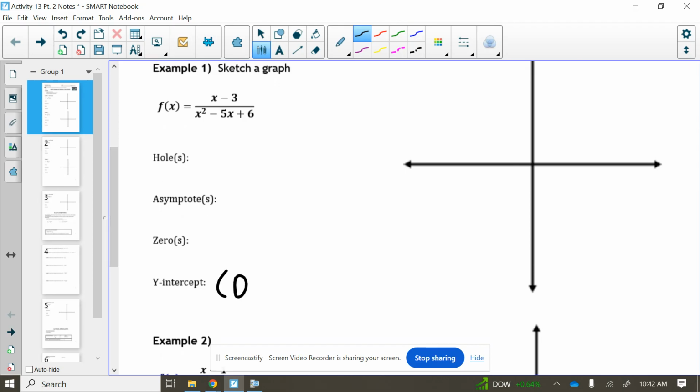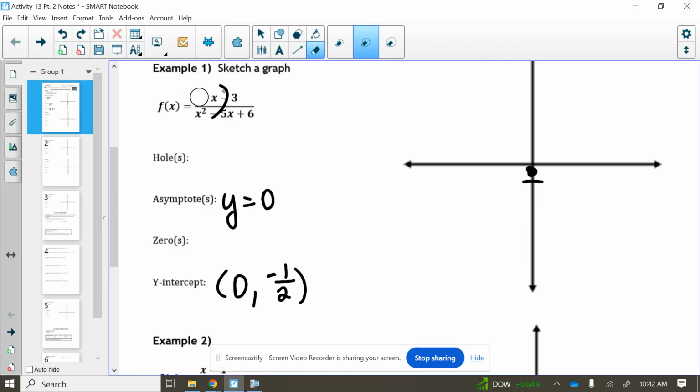For instance, if we plug in 0 for x, we end up with (0, -1/2) as the value of our y-intercept. We also can see from this that the degree of the denominator is bigger than the degree of the numerator, so we'd have y equals 0 as a horizontal asymptote. So we can see that plotted in here as well.